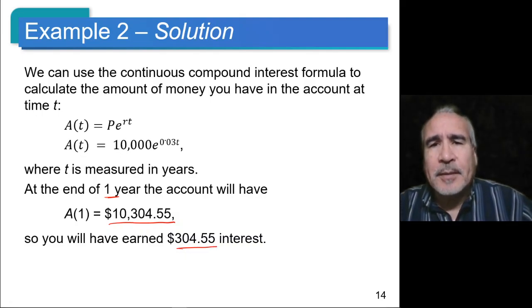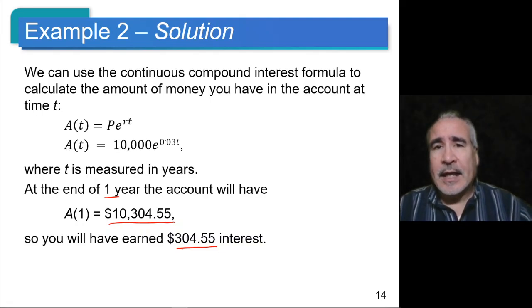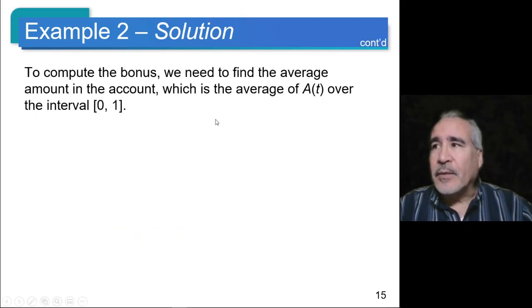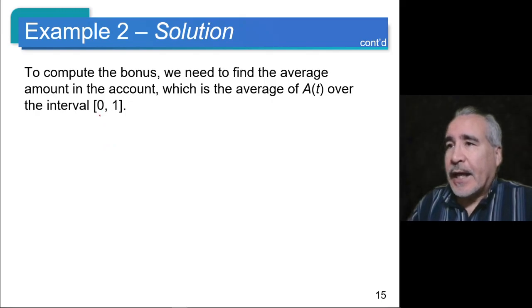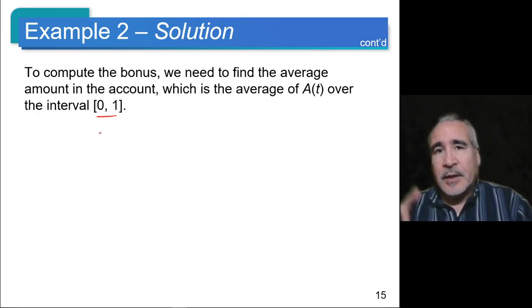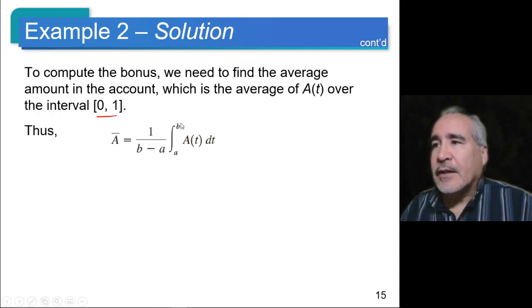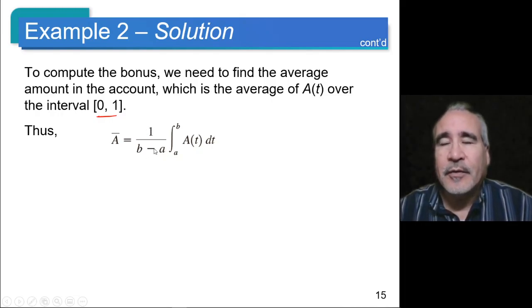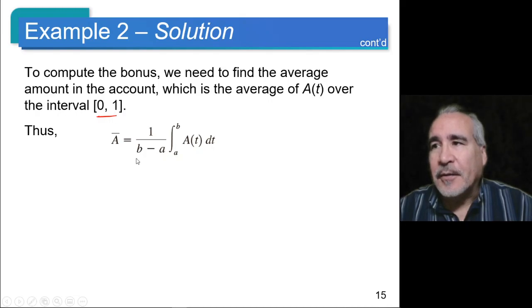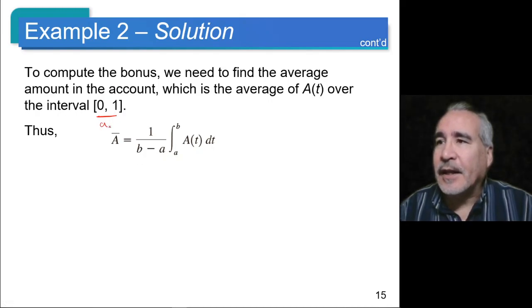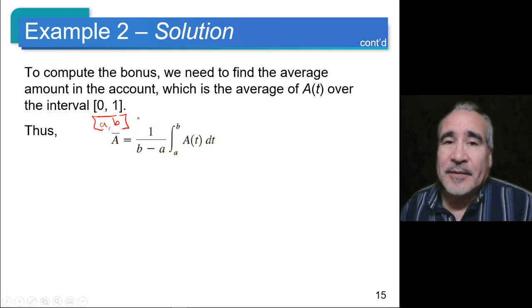So that's an algebra problem. What we want to see is the calculus problem: we want to find the average value so we can figure out what our bonus is. So we're getting the average over the interval from the beginning, when we deposit it, to 1 year later. Okay, that is an accumulation. That's an integral going from a to b, which in this case is going to be 0 to 1. And we want the average, so we multiply by 1 over b minus a. Now in this case, b is 1, right? This is a, this is b.